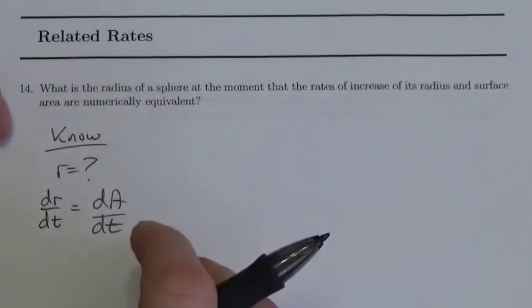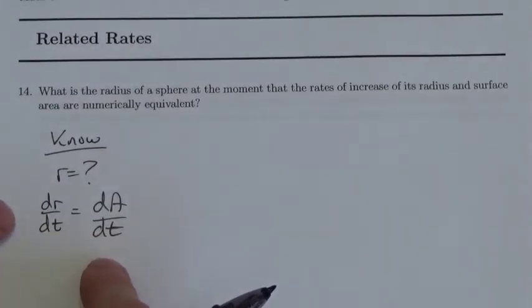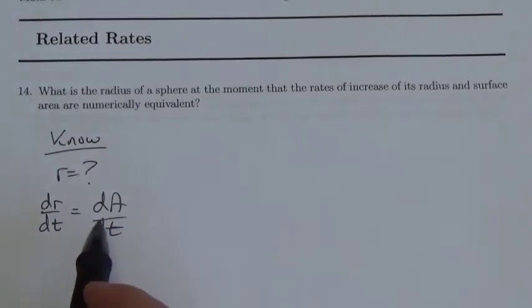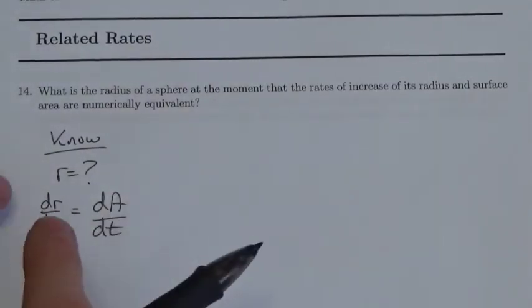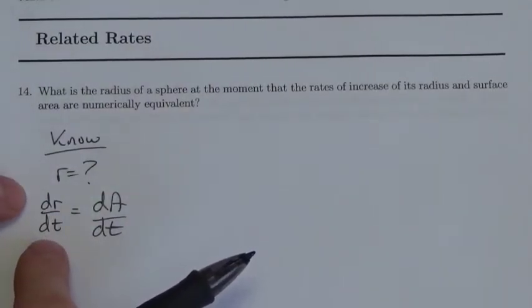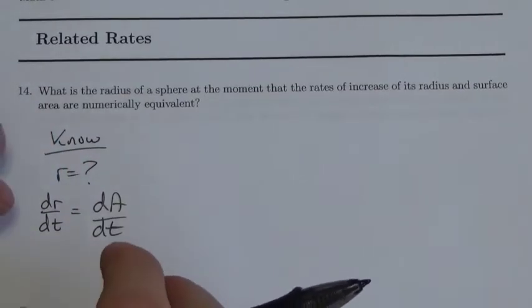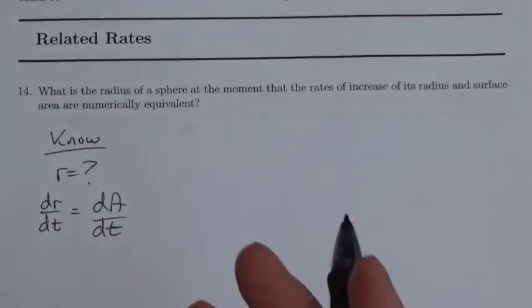Now, however, writing it like this is problematic. I just want to acknowledge that there will be people out there that will take issue with this, and I get it. Their point is valid. A dr by dt really cannot be equal to a dA by dt, and the reason for that is the units. This is in centimeters per second, let's say, and this is going to be centimeters squared per second. They aren't the same.